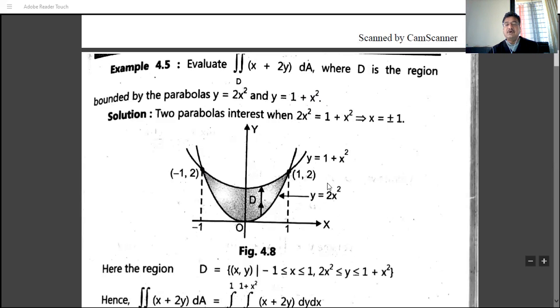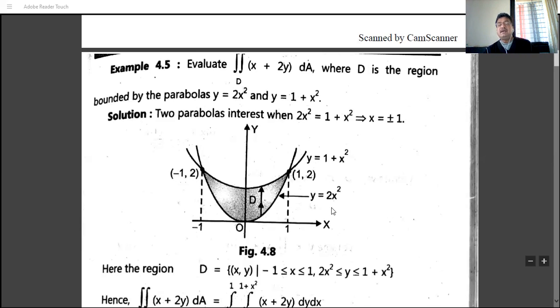Solving these two equations for x and y: y is equal to 1 plus x square, and y is equal to 2x square. In order to find the coordinates of intersection of two curves, solve the two equations simultaneously. So how can we solve these two equations? Substitute y as 2x square in this equation. So we get 2x square is equal to 1 plus x square, means 2x square minus x square is x square is equal to 1, and x square is equal to 1 means x is plus minus 1.